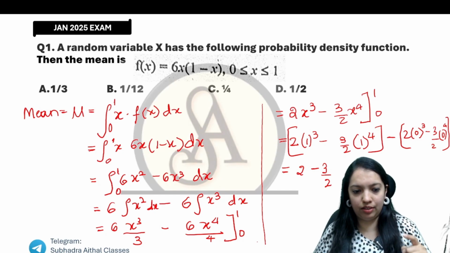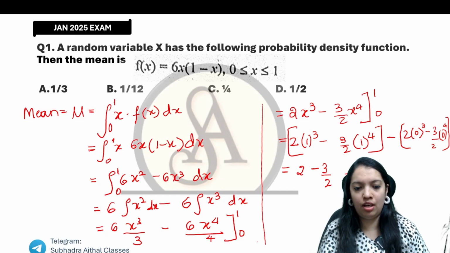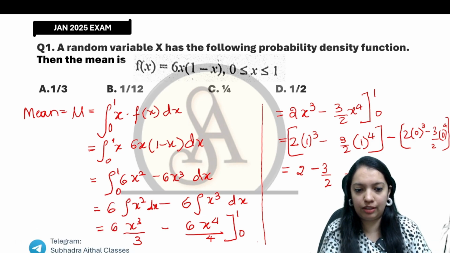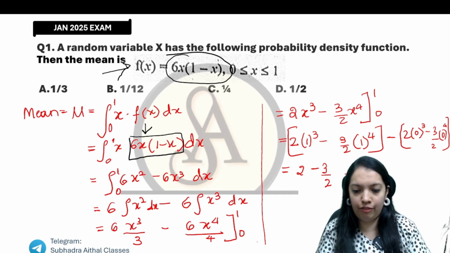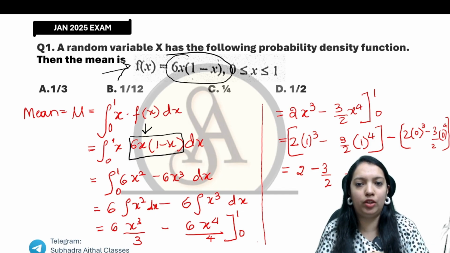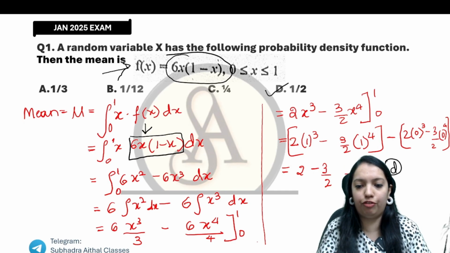I have applied the formula of definite integration with x limits as 0 and 1 and I have solved this question. Basically, the question has mentioned that function of x is given as 6x of 1 minus x. I have replaced that function of x as 6x of 1 minus x. I have got the final answer as 1 by 2. So, option D is correct for first one.